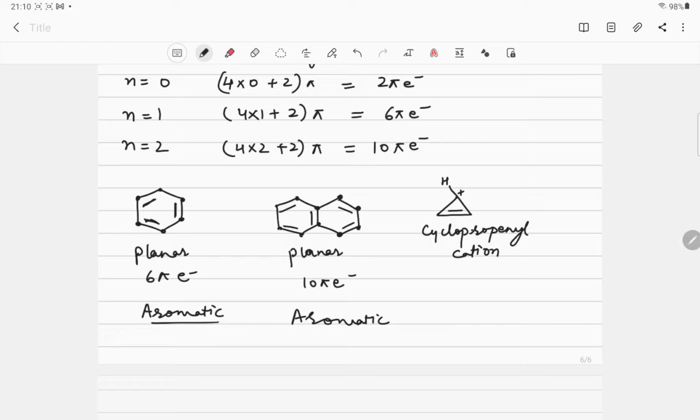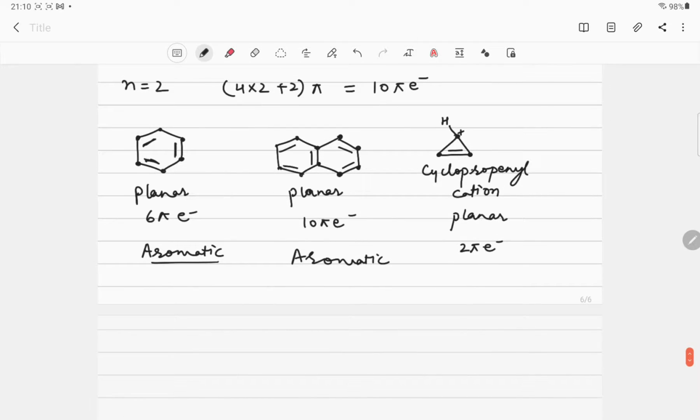Now, is it aromatic? Let's see the conditions. Here the carbons are sp2 hybridized, and this is again planar, right? So the species is planar, and if we see the number of pi electrons here, it is 2 pi electrons. All three conditions are satisfied. That is why this is again an aromatic compound.